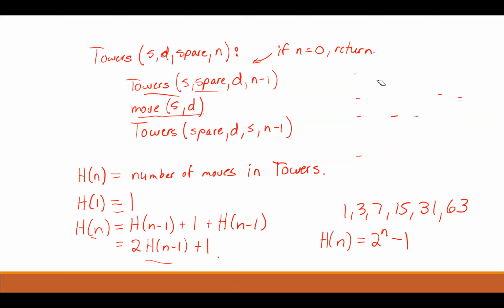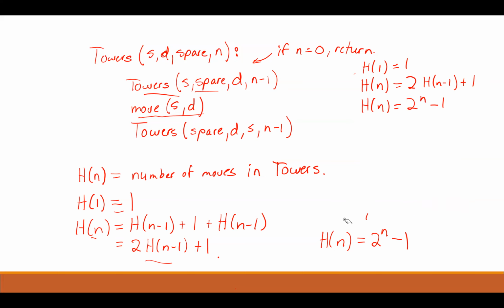Okay, so I have a base case, I have a closed form, I have a recursive form, I have enough to solve it. So h of 1 equals 1. H of n is equal to 2 h of n minus 1 plus 1. And my closed form is 2 to the n minus 1. So I check my base case. H of 1 is equal to 2 to the 1 minus 1. That's equal to 1. So the base case holds.